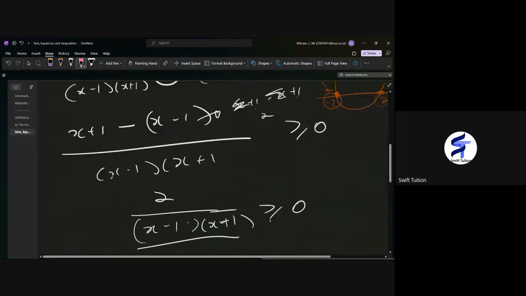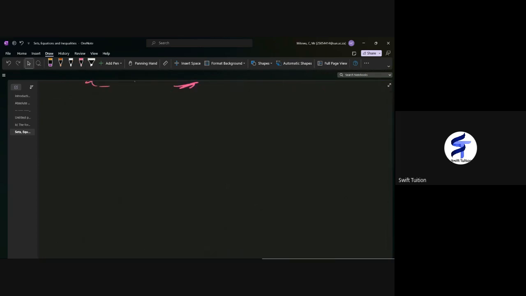We're going to do 2 more of these types of problems, and then that should be it for sets. And then we're going to move on to absolute values. Are there any questions from anyone so far?